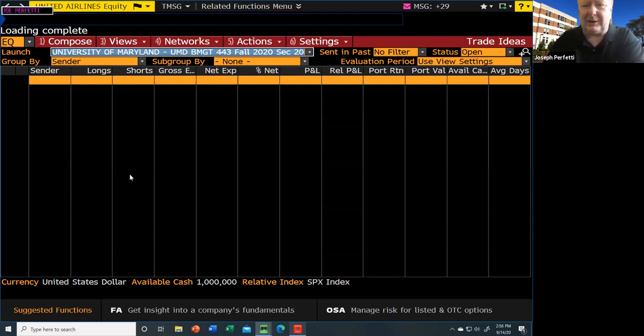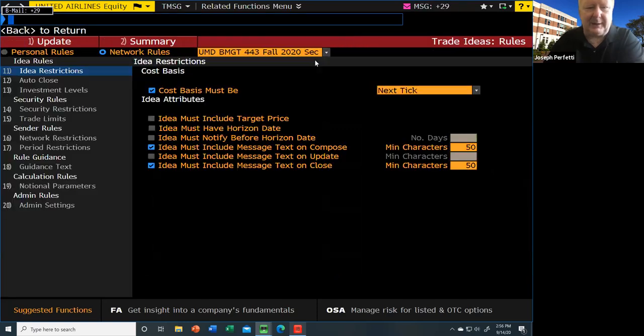So each of you start out with $1 million right now. The rules for the game can be found here under settings, rules. So settings. When you buy or sell stock, you're buying them at market prices. So it's called the next tick. Every time you buy or sell, you have to give a minimum 50 character rationale why. So it's about a third of a tweet. But you got to have some business transaction reason for why you buy or sell a stock. Type in the 50 characters.